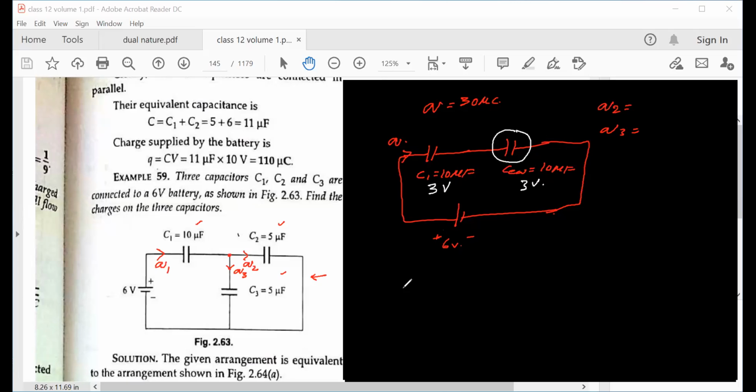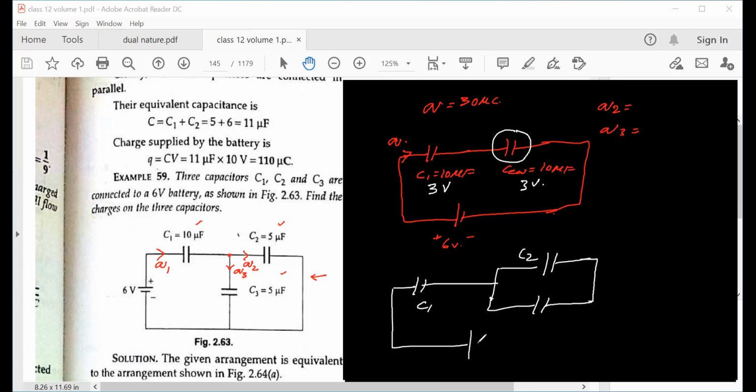Now again, this equivalent capacitor is nothing but your parallel connection. I'll redraw again. So this is your capacitor C1, and again there are two capacitors, C2 and C3, which we solved and got 10 microfarad here. I'm adding the voltage, plus or minus 6 volts. So across C1 there is a voltage of 3 volts, and here also there is a voltage of 3 volts.